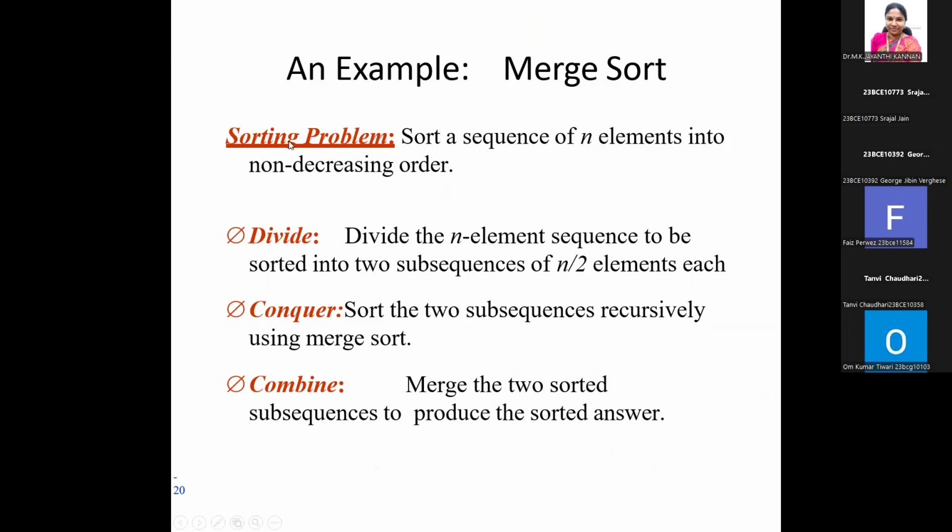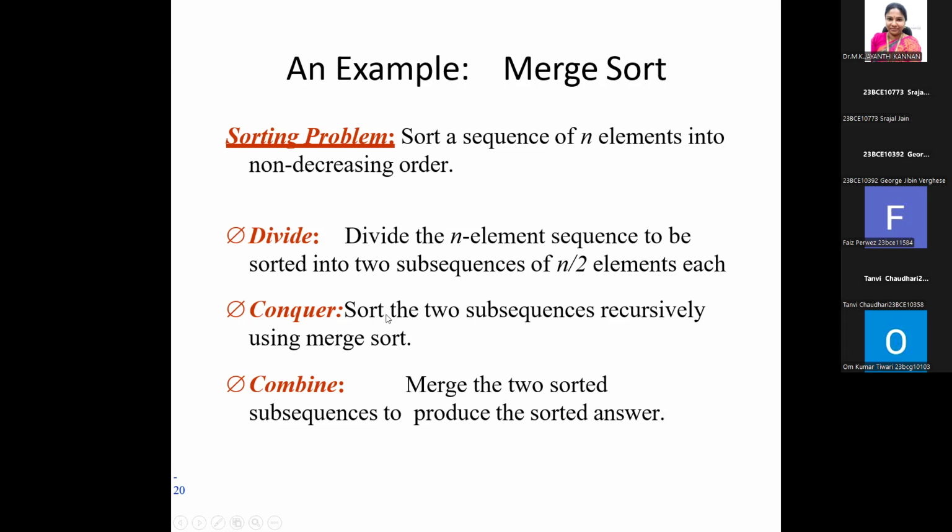In merge sort, our given problem statement is a sorting problem: sort a sequence of n elements into non-descending order. So the given n unsorted elements must be sorted in non-descending order, which means ascending order. The three stages we need to follow are divide, conquer, then combine. In the divide stage, divide the given sequence of n elements to be sorted into two subsequences of n by 2 elements each.